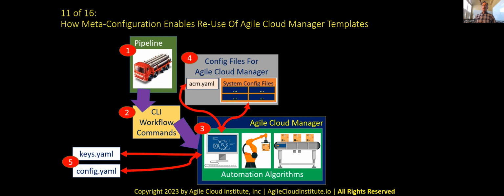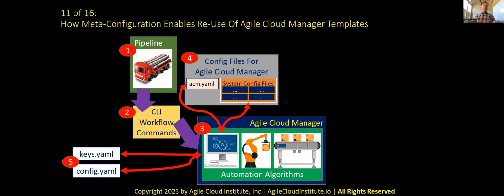The next thing that happens in the workflow is, while the Agile Cloud Manager's automation algorithms are running through the system configuration files, the algorithms read references in the system configuration files to specific values that are either going to be in keys.yaml or in config.yaml. And these specific values are what enable the Agile Cloud Manager to operate differently every time you change keys.yaml and config.yaml.